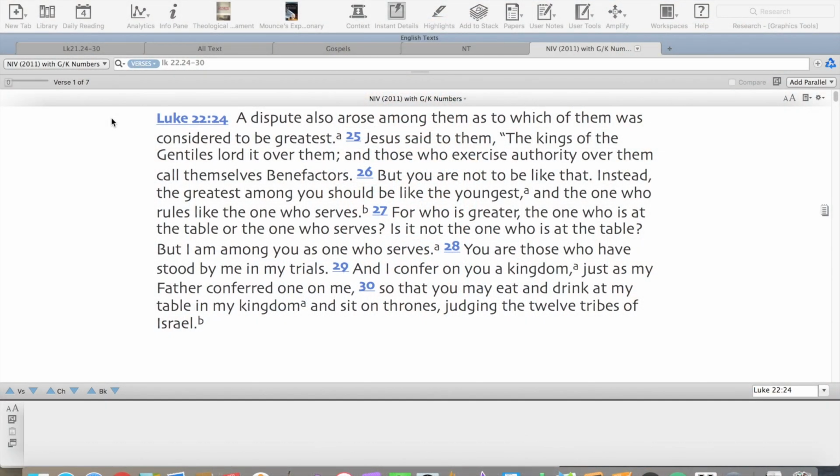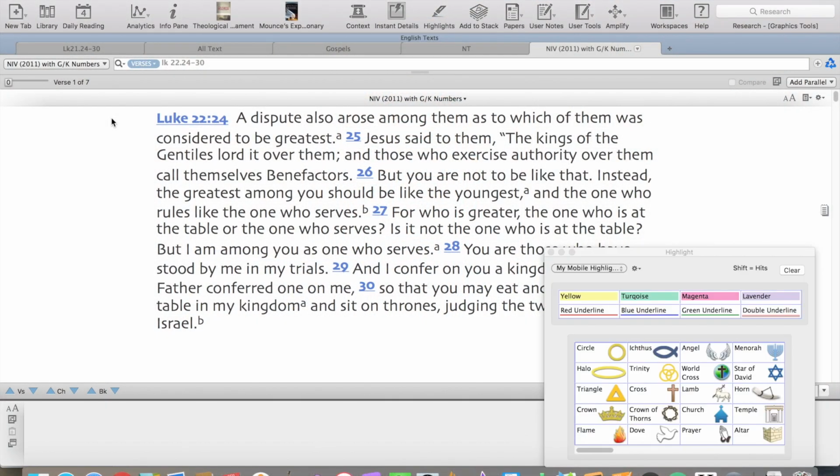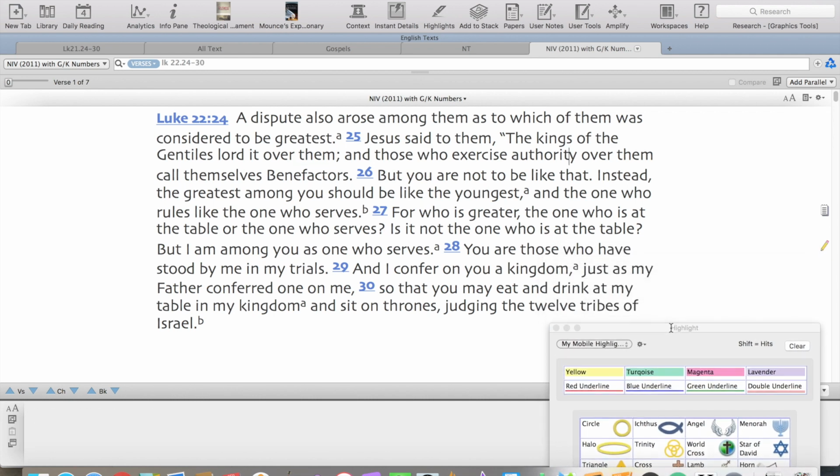Okay, here we are in my Accordance software, ready to do some happy highlighting. First of all, what I tend to look for is repeated words. Repeated words can be a big clue. So, "a dispute arose among them as to which of them was considered to be the greatest. Jesus said to them, kings of the Gentiles lord it over them; those who exercise authority over them call themselves benefactors. Not so with you. Instead, the greatest among you should be like the youngest." So greatest is repeated. Let's give it a little underline there.